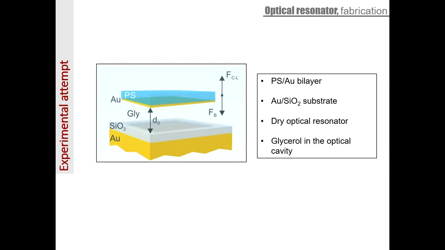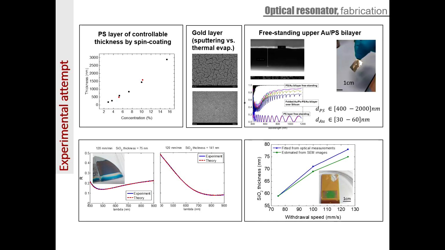So we fabricated our optical resonator. I'm going to be very fast because we didn't get the expected results. We fabricated the polystyrene layer, then the gold film with different techniques, then the bilayer of polystyrene and gold, and checked the size of the systems we are considering. Then we also fabricated our substrates, first with a silicon wafer and then with gold, and these images show the optical quality of the materials that we are preparing.